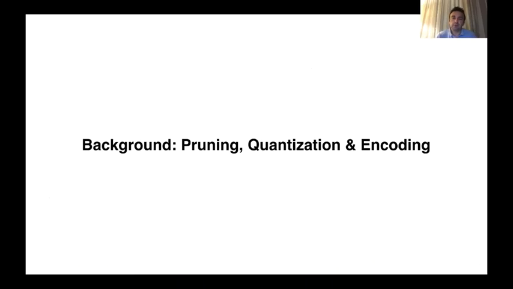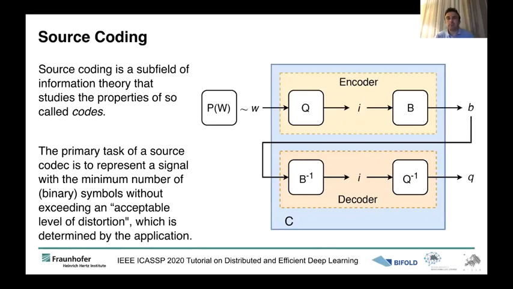Okay, so pruning, quantization, and background. Source coding is a subfield of information theory that studies the properties of so-called codes. So what is a code? A primary task of such a codec, of an encoder and a decoder, is to represent a signal with a minimum number of symbols without exceeding an acceptable level of distortion.